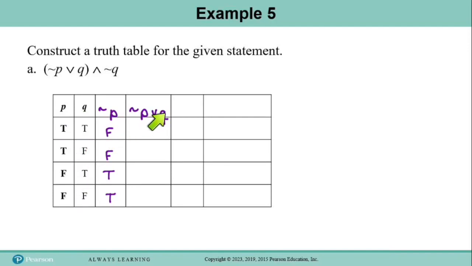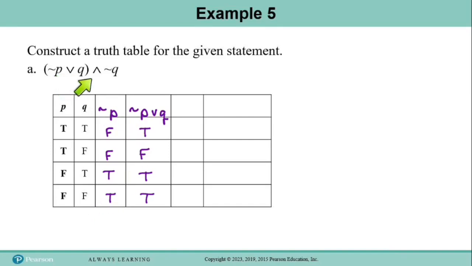So not P or Q is going to be true whenever one of the components is true or both components are true. Remember, just looking at these two, the column for P does not play a role here. So it's just not P or Q. On the first line, the value is going to be true because Q is true. On the second line, the value is going to be false because neither of these components is true. On the third line, both components are true, so the overall statement is true. And on the fourth line, the value of the overall statement is true because not P is true.